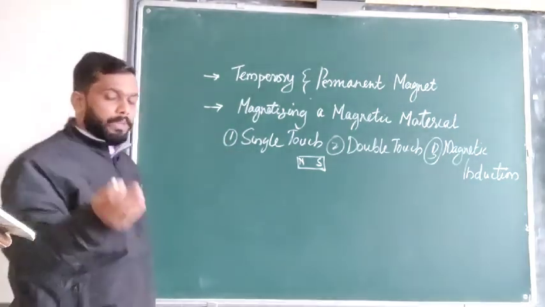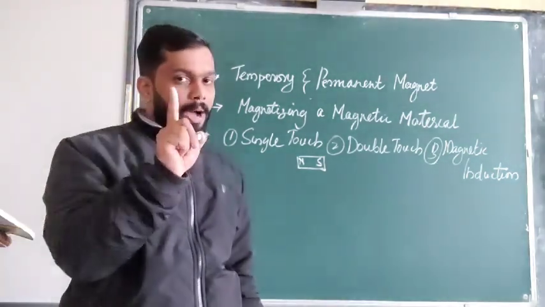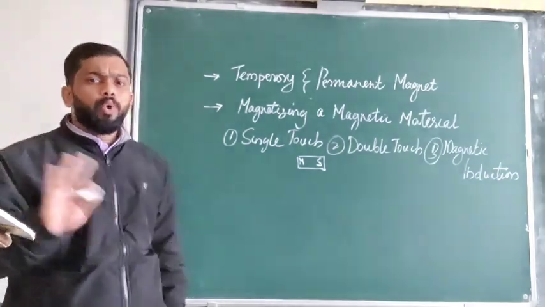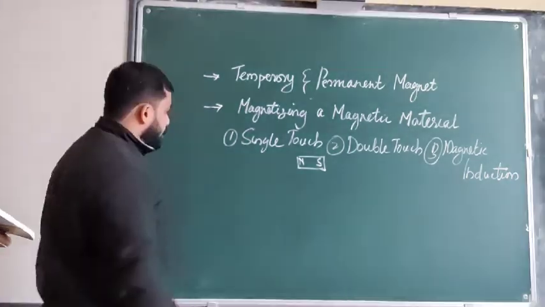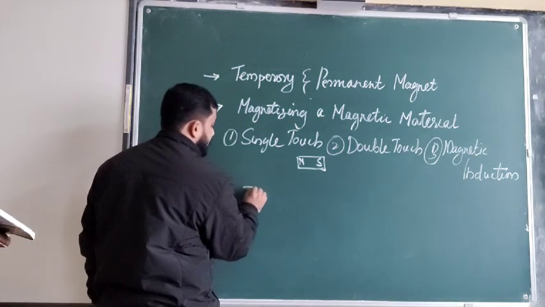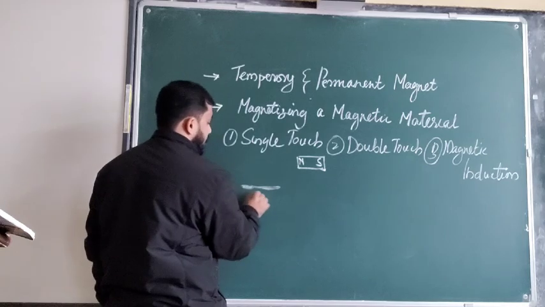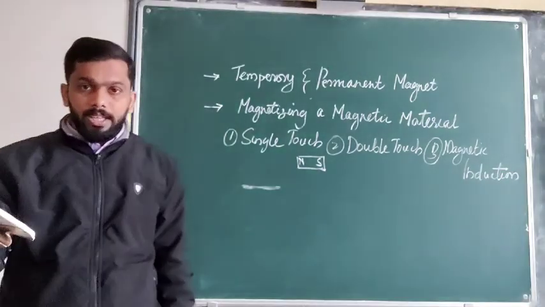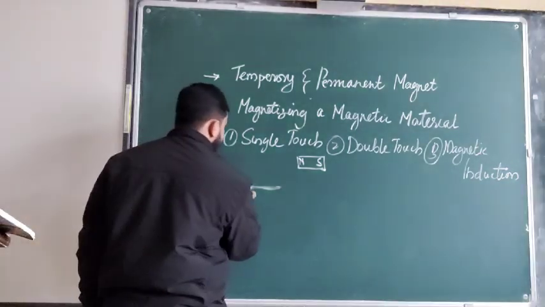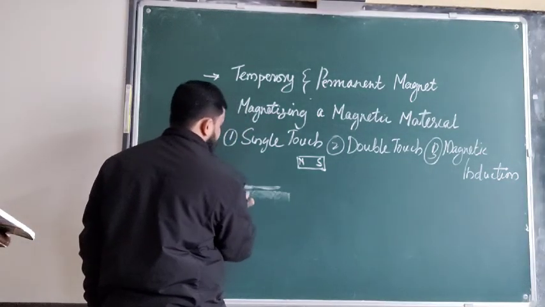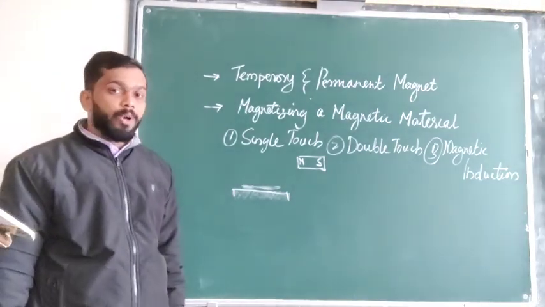For the single touch method, the activity needs three things: a magnetic material, one bar magnet, and a wooden ball, which is a non-magnetic material. Wood is already a non-magnetic material. I am going to consider a needle made of iron. You know that iron is a magnetic material. This needle is going to be kept on the wooden ball.